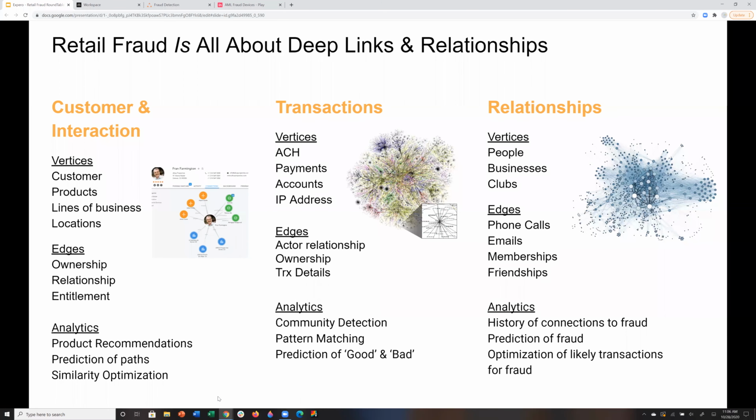In summary, we have a way to understand the history of connections to fraud and then predict fraud based on that. And then we can actually optimize for likely transactions that are going to be vulnerable to fraud. So we have a holistic view of what we can do to prevent retail fraud.